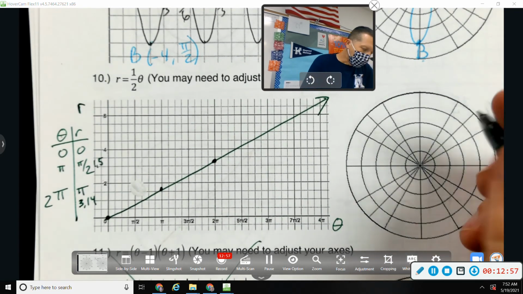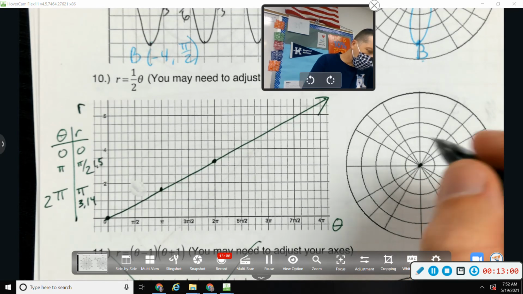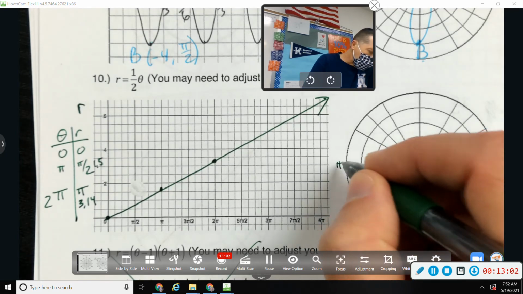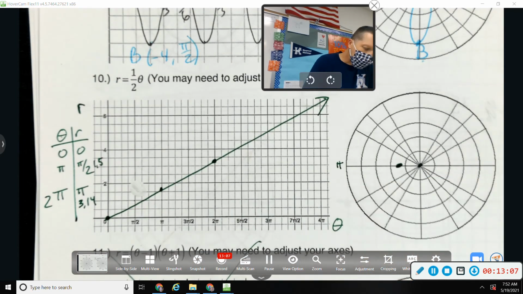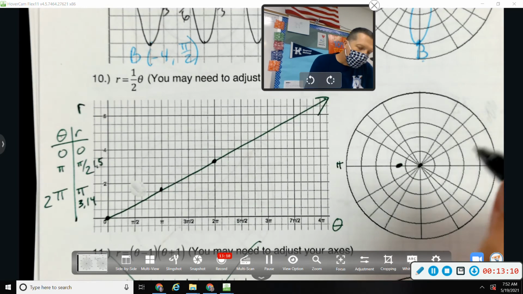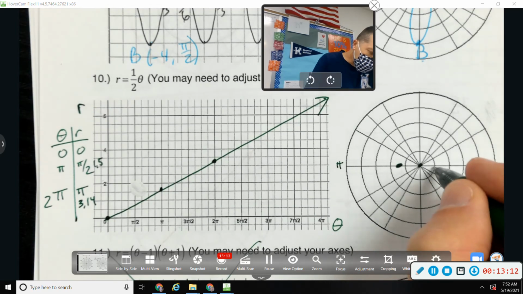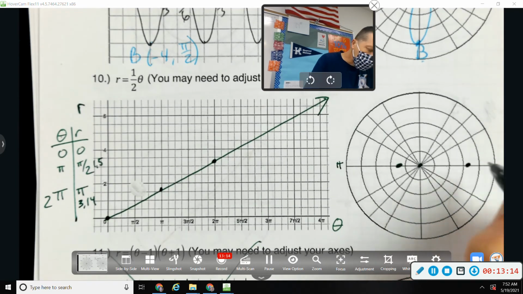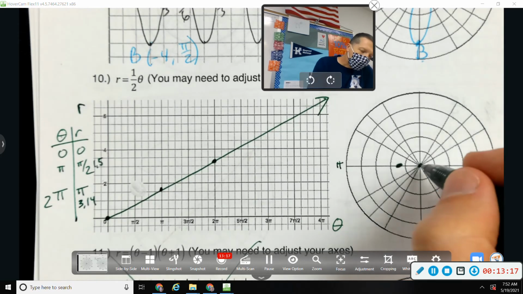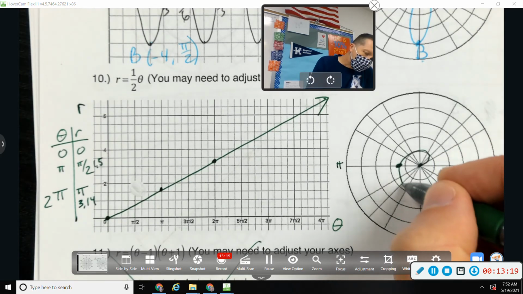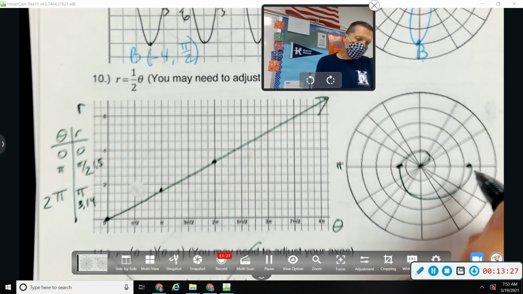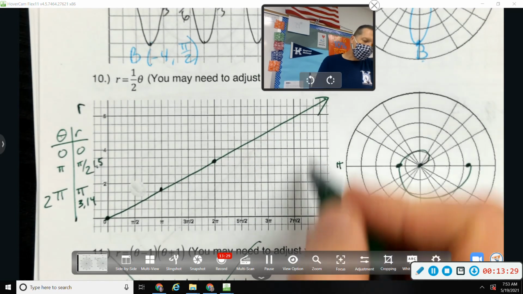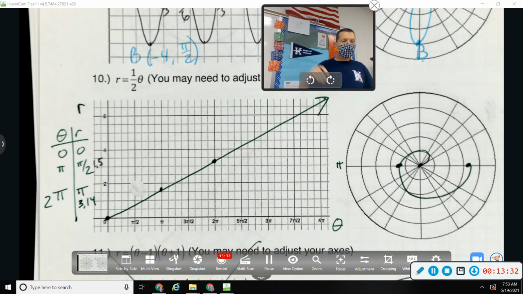We come over here, start at 0, 0. At pi, we'd go out 1.5. At 2 pi, we'd go out 1, 2, 3, and 3.14. So yeah, it spirals around. And it would keep going if you let it keep running. So to 2 pi, we'd stop there. To 4 pi, we'd have to go around again, but it would just keep getting bigger and bigger on the spiral.